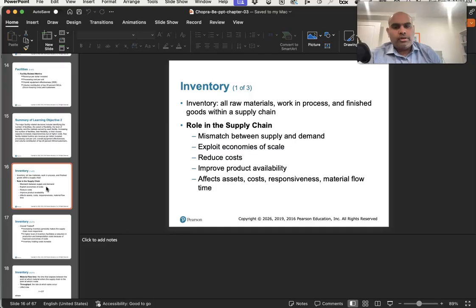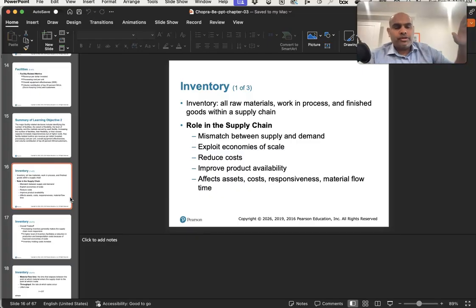And the inventory is important because there's always going to be a mismatch between supply and demand. So it's always good to have some inventory on hand to satisfy excess demand that happens once in a while. It's important to exploit economies of scale to reduce costs and all of that. So having inventory is very, very important, and having the right amount of inventory is important.